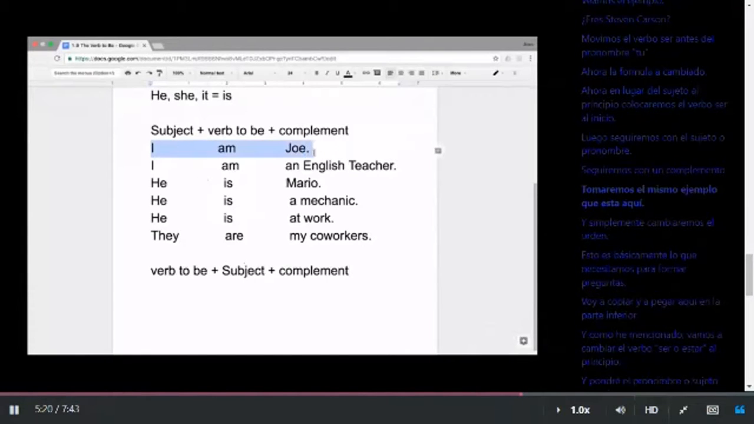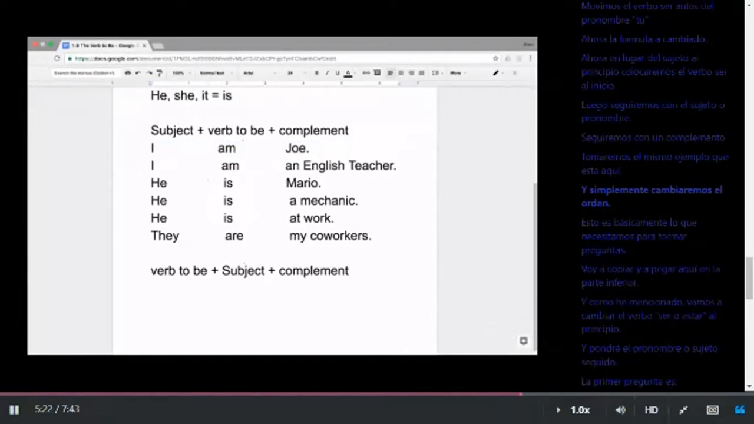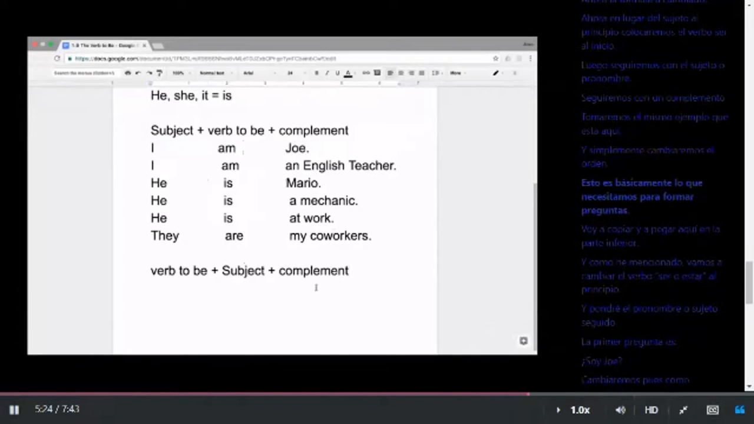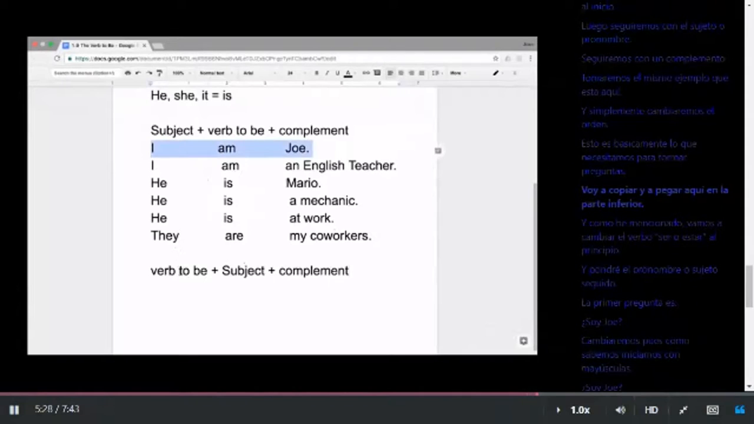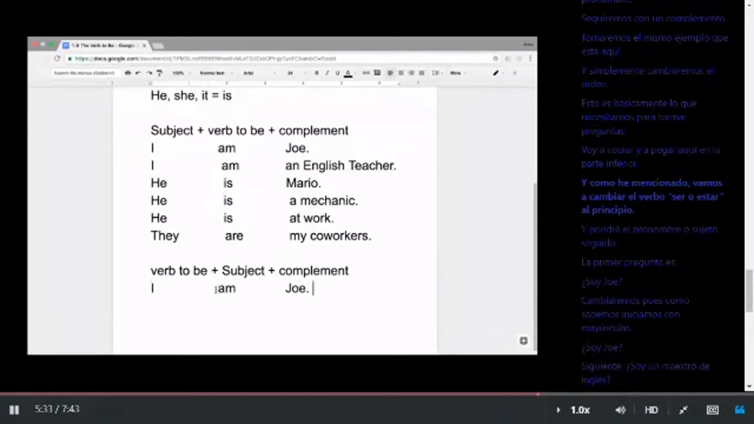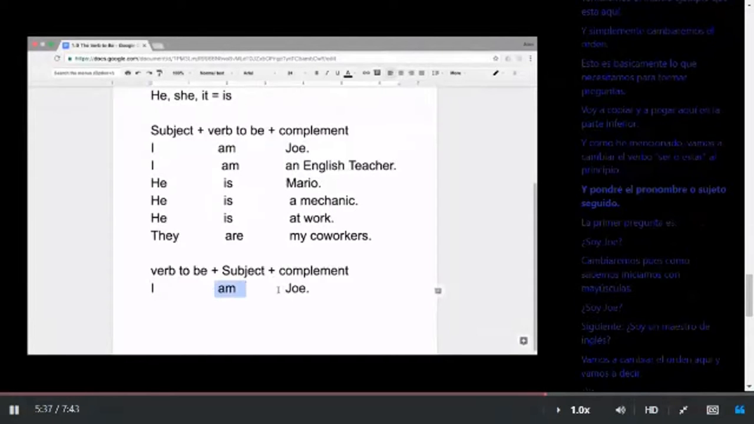So we're going to take the same examples here and simply change the order. And that's basically how we form questions. So I'm going to copy this, and I'm going to paste it here at the bottom. And as I mentioned, what we're going to do is we're going to change the verb to be to the beginning, and we're going to put the pronoun there. So let's look at that. This one changes here.